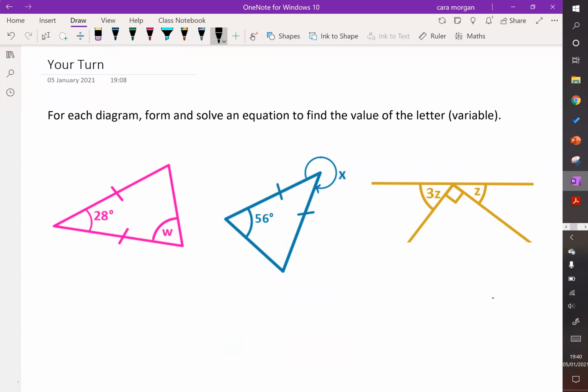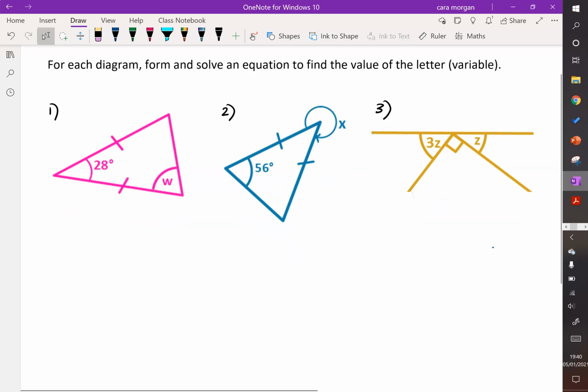It's your turn now. I have 3 questions that I would like you to have a go at. For each one, firstly, you need to form an equation, and secondly, you need to solve it to find the value of the letter. Press pause. Okay, I'm going to go through them now.